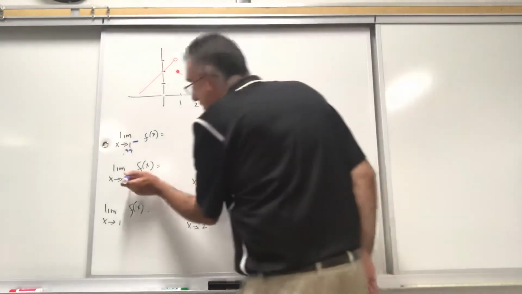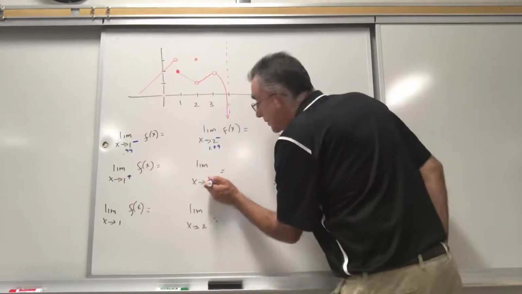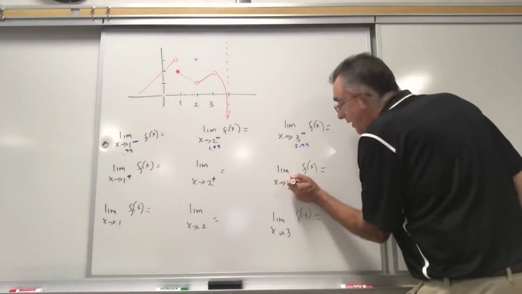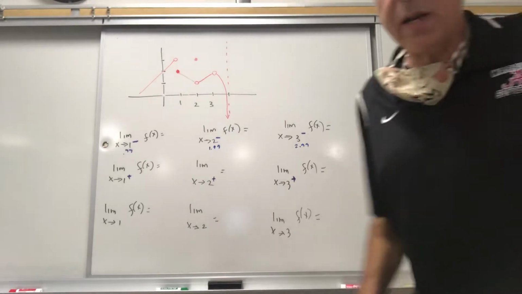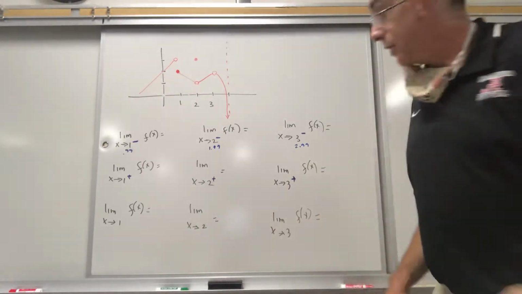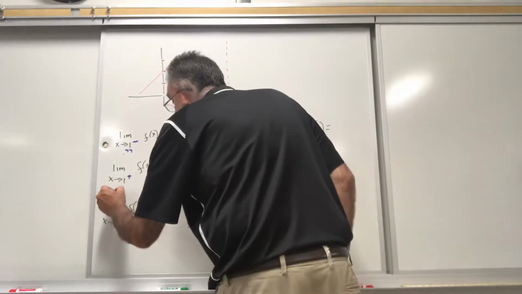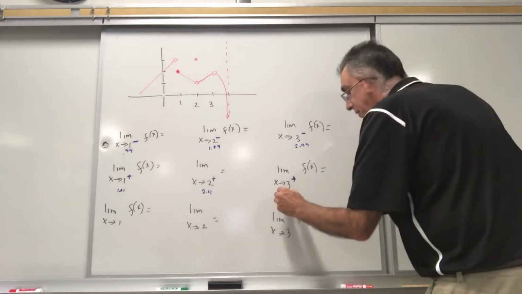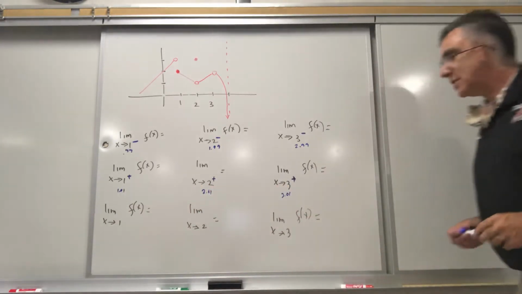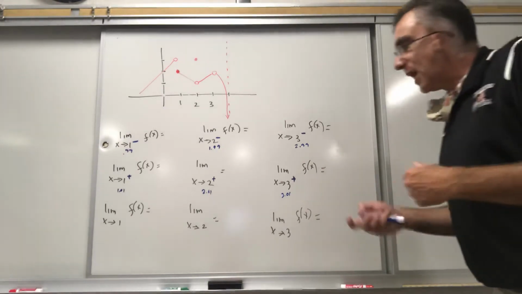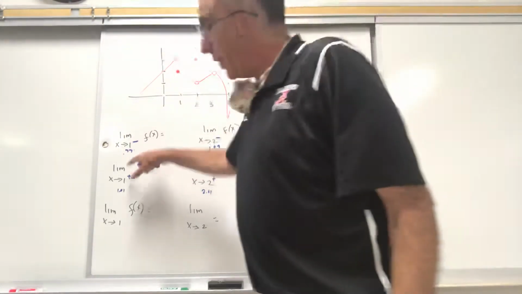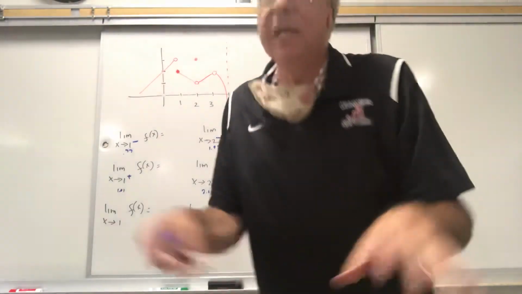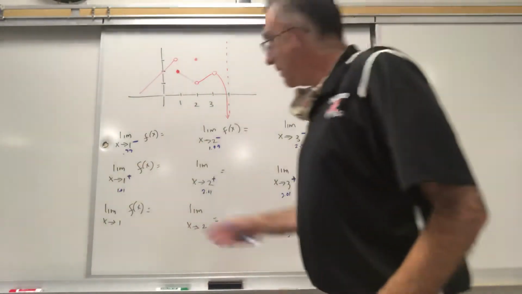Now, if there's a plus sign on it, that means I'm getting really close to that number, but I'm always bigger than that number. So this is like 1.01, this is like 2.01, 3.01. That's a bit of an exaggeration there because we're actually getting infinitely close. We're not going to be 1/100th away. We're going to be infinitely close. But just to get the idea that I'm getting really close.